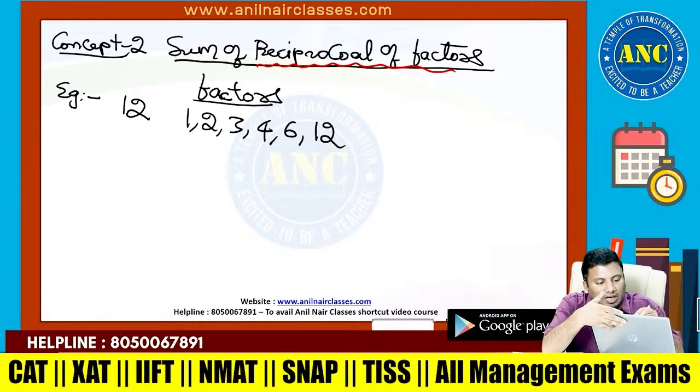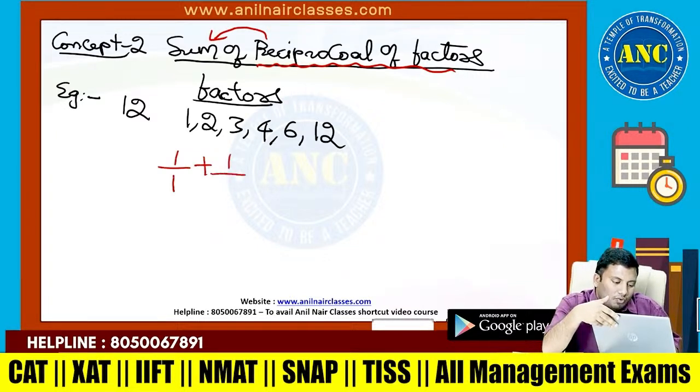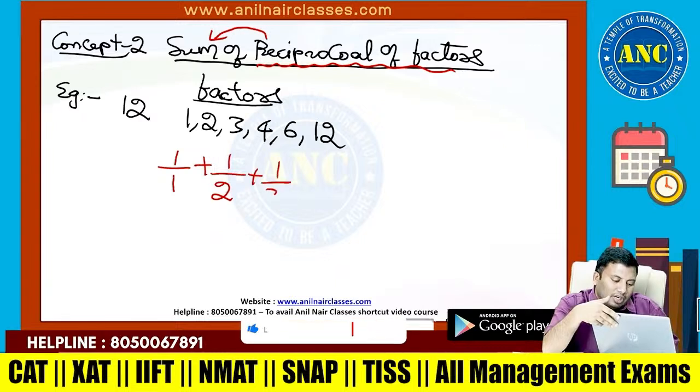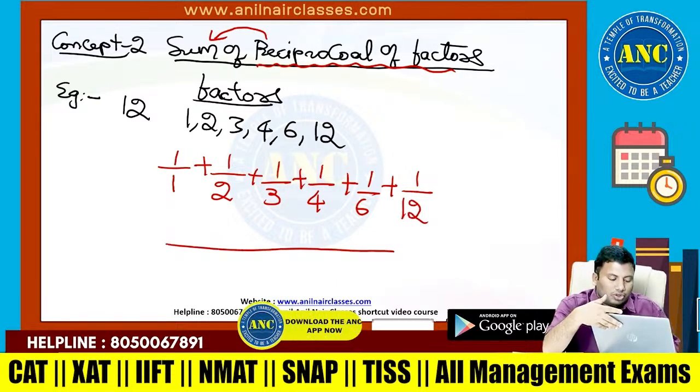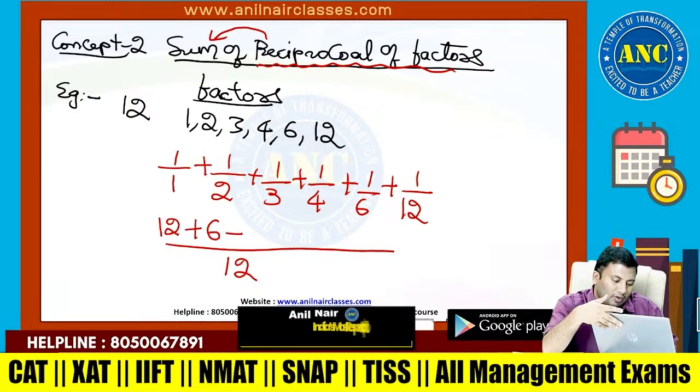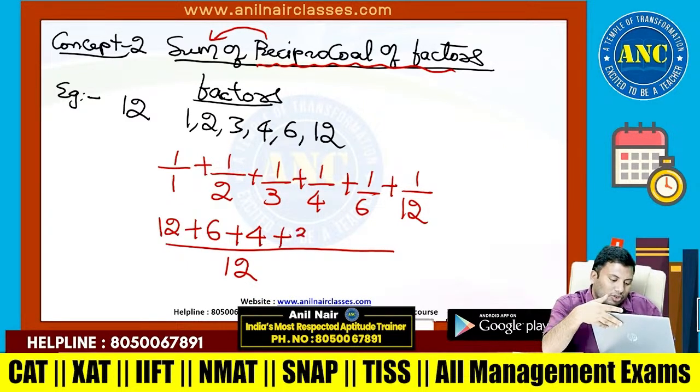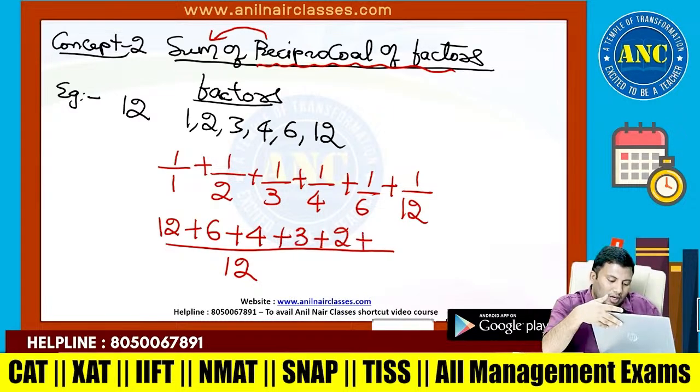First we will do the reciprocal, then we will do the sum. What is the reciprocal of the factors? 1 by 1, 1 by 2, 1 by 3, 1 by 4, 1 by 6 plus 1 by 12. LCM of 1, 2, 3, 4, 6, 12 is 12. 1 twelve is 12. 2 sixes are 12. 3 fours are 12. 4 threes are 12. 6 twos are 12. 12 ones are 12. 12 plus 6 plus 4 plus 3 plus 2 plus 1.